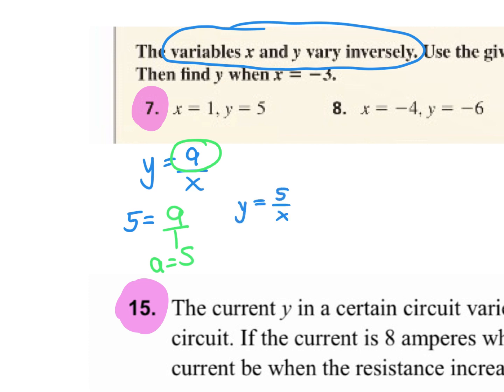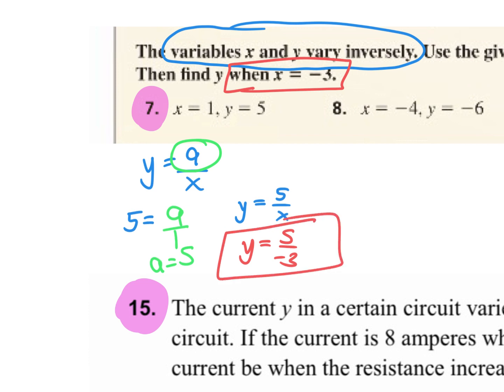Now, what do they want us to do? Evaluate when x is what? -3. So y equals 5 over -3. What do you get? You can just leave it like that. I think on the review I have it backwards. I think I put -3 over 5. So just fix that. You can put it as a fraction, decimal, it doesn't matter.